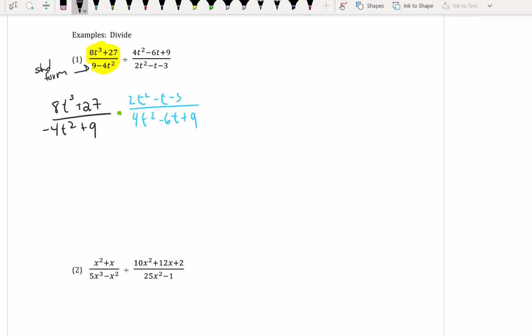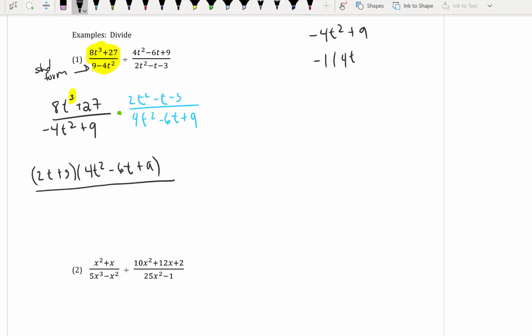So in that first fraction, I have a degree 3. So that tells me I'm going to use my cubes. So that's going to be a 2t plus 3, 4t squared minus 6t plus 9. And if I have a negative 4t squared plus 9, then I'm going to factor a negative 1. So I can get a 4t squared minus 9. Well, I know this can be 2t plus 3 and 2t minus 3 because of my difference of squares.